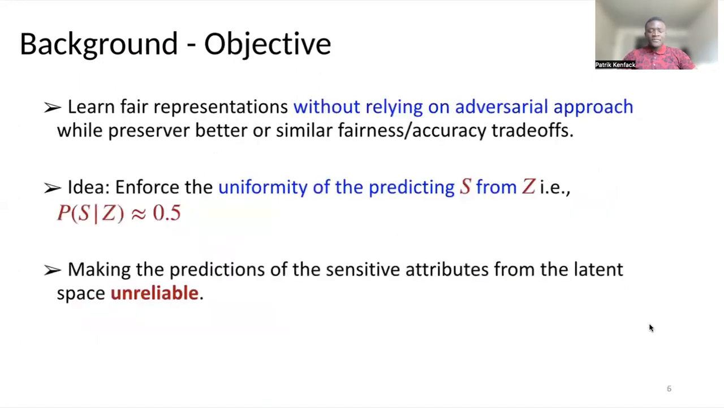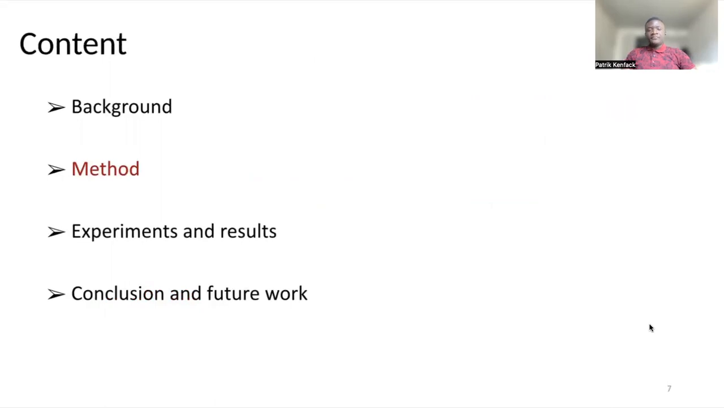Our goal here is to learn fair representation without relying on an adversarial approach, while preserving better or similar fairness-accuracy trade-off. So the idea is that we would like to enforce the uniformity of predicting S from Z. We want this conditional to be as close to 0.5 as possible when S is binary. Thus, by enforcing this uniformity, we're basically making the prediction of S from Z unreliable. So now I'll present our method.